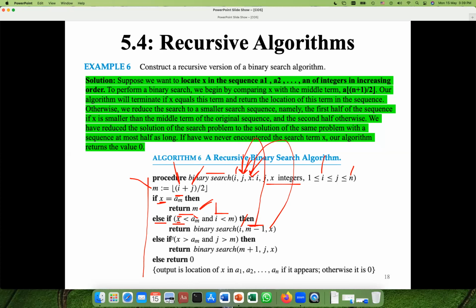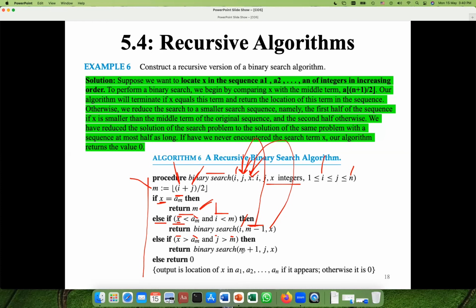If it is not the case, then our X element, if it is there, then we have to change the value of I. J, you don't have to change this J. You only have to change this I. So if the element X is greater than the middle element of this A, and the J is also greater than M, yes, it is greater.